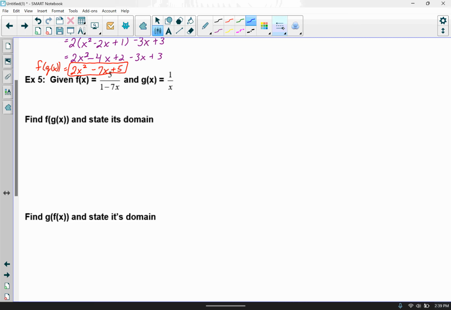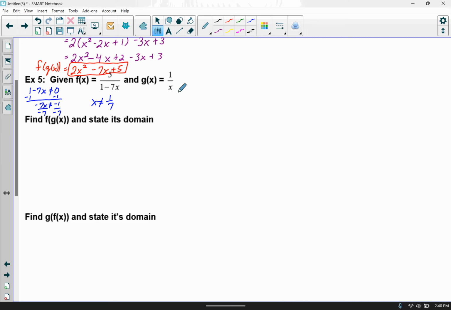Okay, so looking at my f of x function, first question, do you have a letter in the denominator? Yes, you do. So you're going to set that denominator 1 minus 7x not equal to 0, and solve for x. I'm running a little low on room over here, but let's see what I can do. Subtract 1 on both sides. So I've got negative 7x cannot equal negative 1. Divide by negative 7. So we find then for f of x, x cannot equal a positive 1/7 because you got a negative divided by a negative.